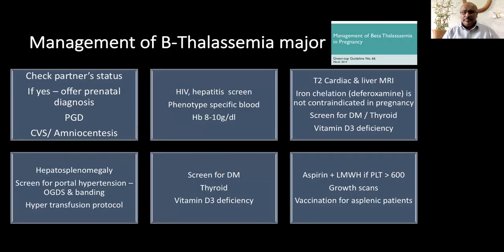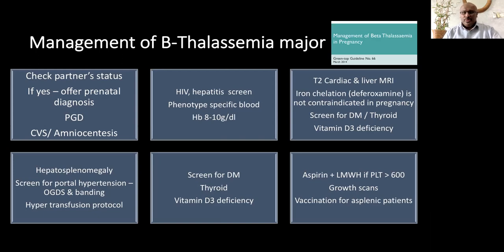So how do you manage beta thalassemia major in pregnancy? First, confirm the diagnosis. Second, check the partner's status. If both of them are carriers, they've got a 25% chance of having an infant with beta thalassemia major. It is not a lethal condition as compared to alpha thalassemia, but ladies and gentlemen, that infant later on may have significant needs with regards to frequent blood transfusions.